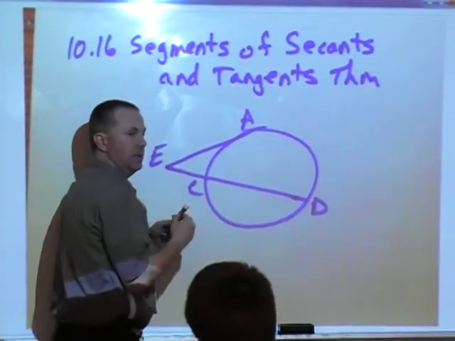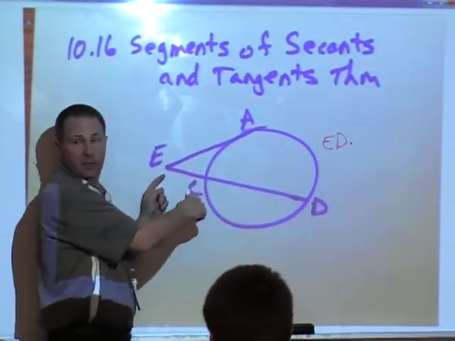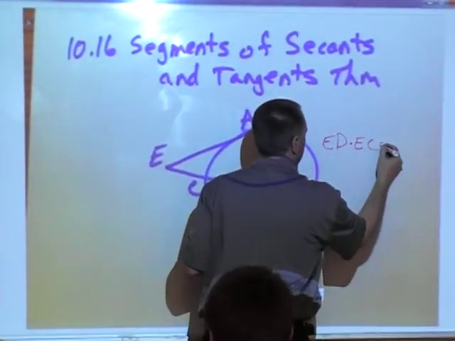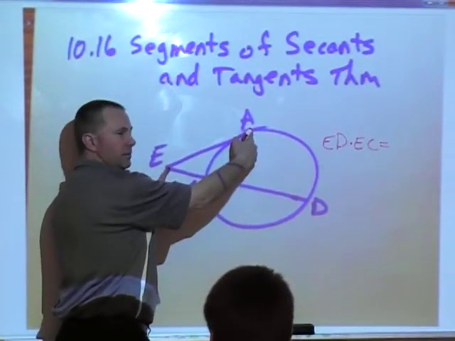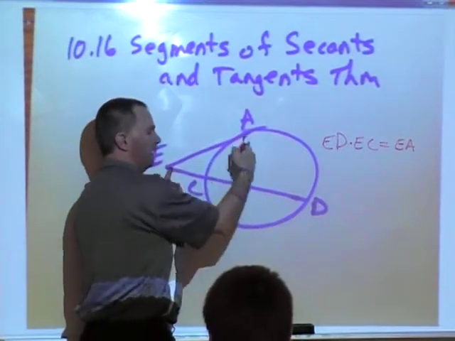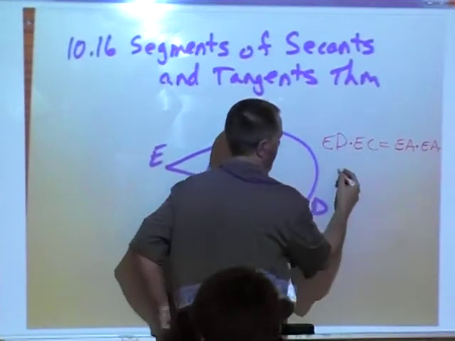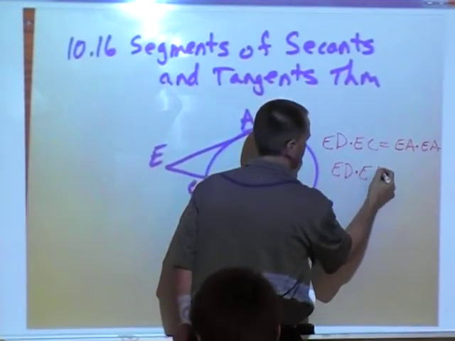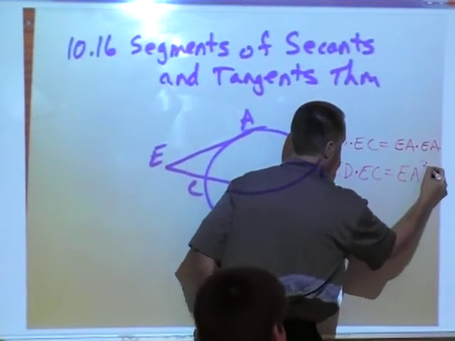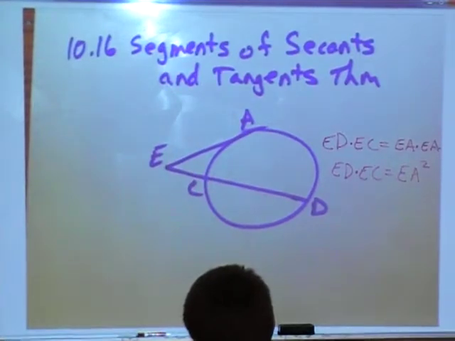So the whole secant, ED, times the outside segment, EC, is equal to the whole secant, EA, times the outside segment. Well, what's the outside segment? EA. So that's ED times EC equals EA squared, which is what the theorem is stating. So it says the same thing. If you want to memorize the formula, that's fine, or just remember that's how you come up with it. So let's do a problem.